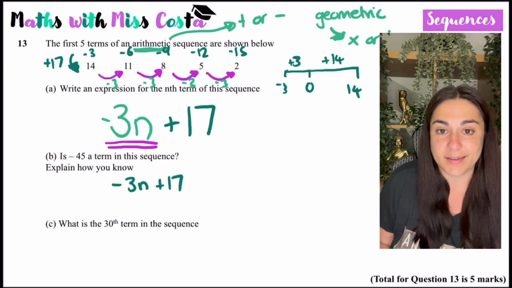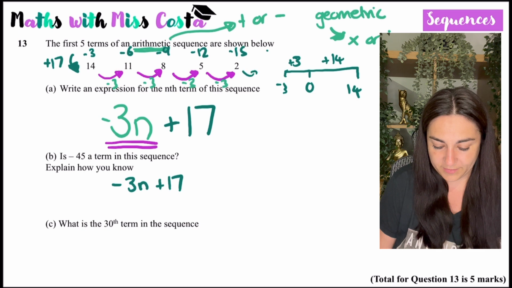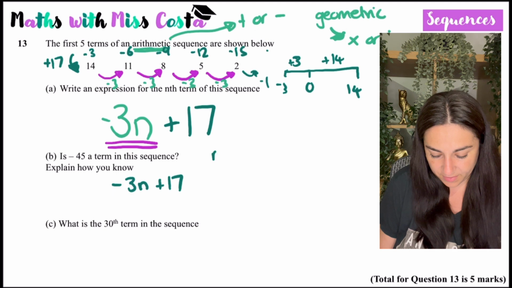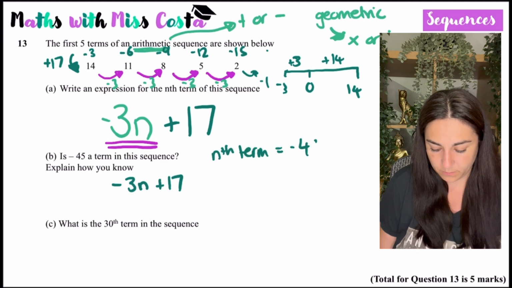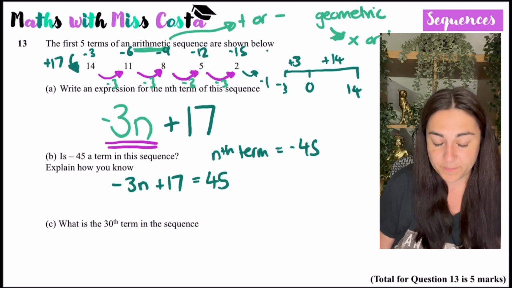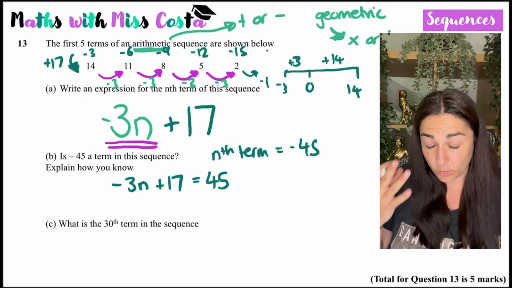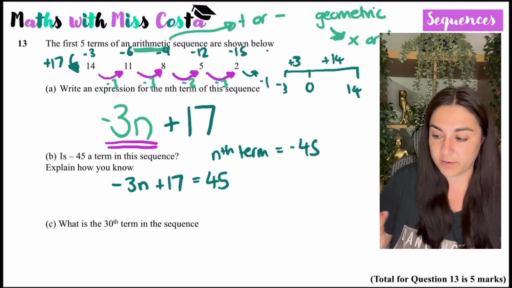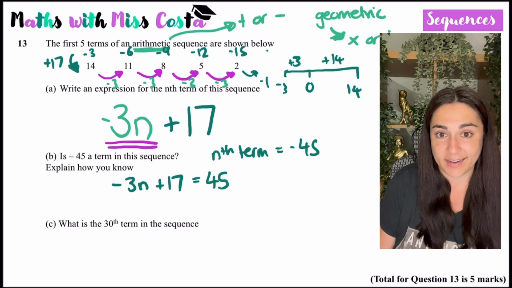So either you could keep the sequence going and continue this one, or what you do is you make the nth term equal to the term, like in this case, minus 45. So I'm going to say minus 3n plus 17 equals minus 45. And then what I have to do is rearrange, solve the equation to work out what n is. If n is a normal number like 1, 5, 7, a whole number, an integer, then it's a term in the sequence, and whatever n is tells you the position.